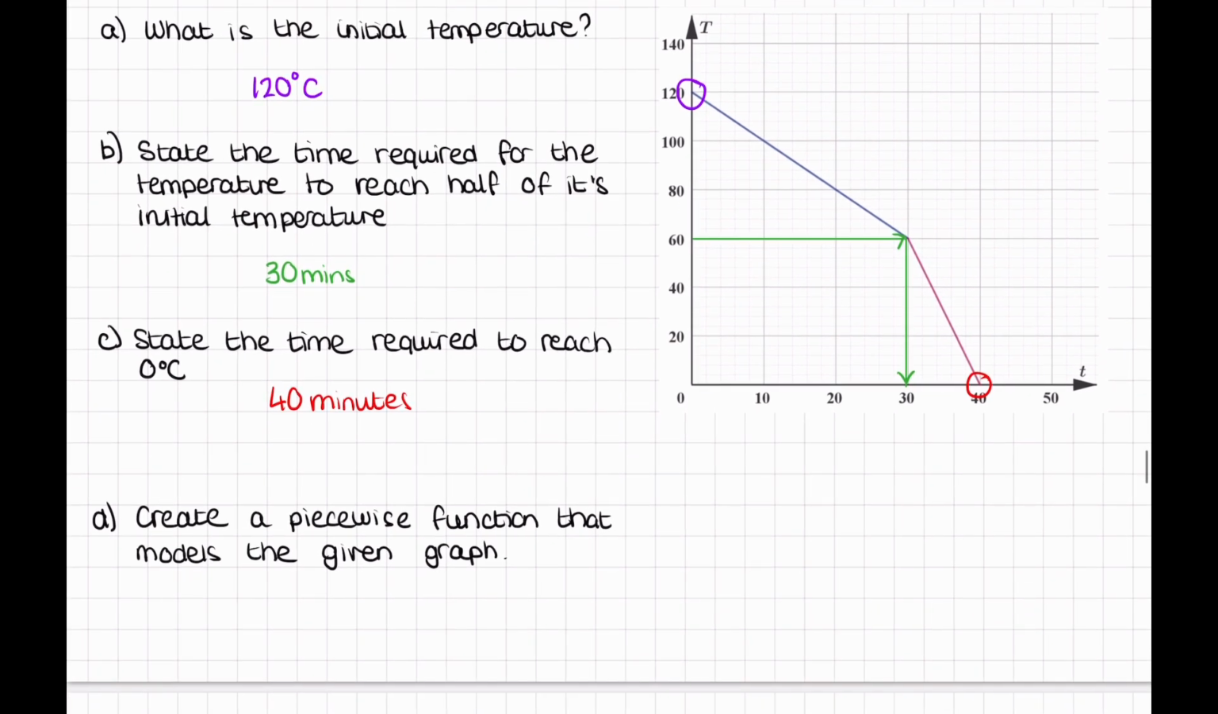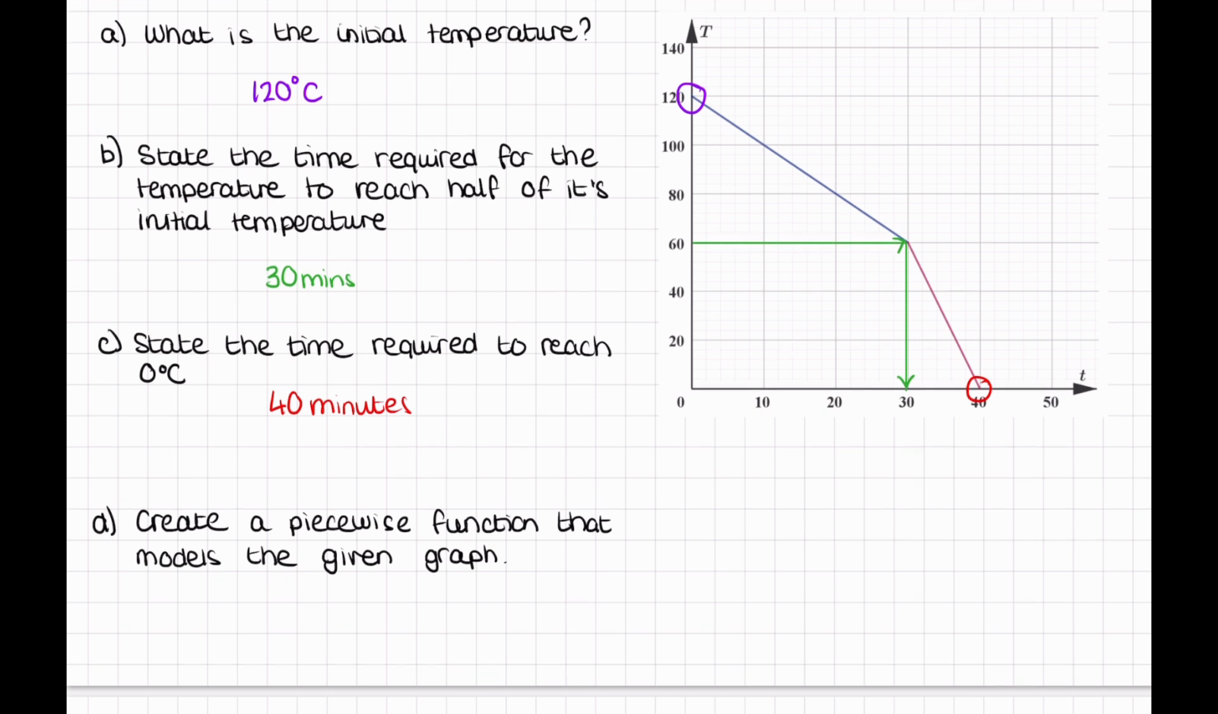And part D, create a piecewise function that models the given graphs. So we've got two lines there. We've got the first line, which is the blue, and the second line, which is the red line. So we need an equation for both of these.